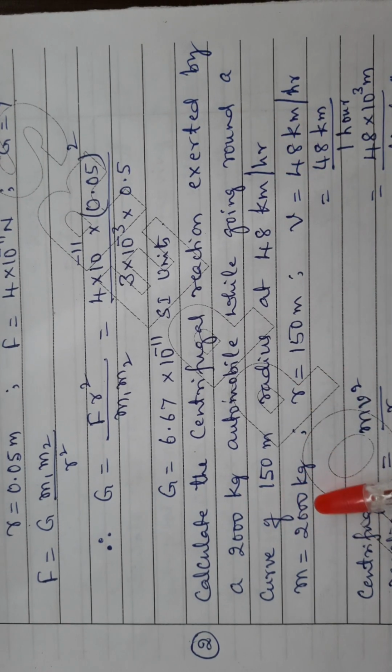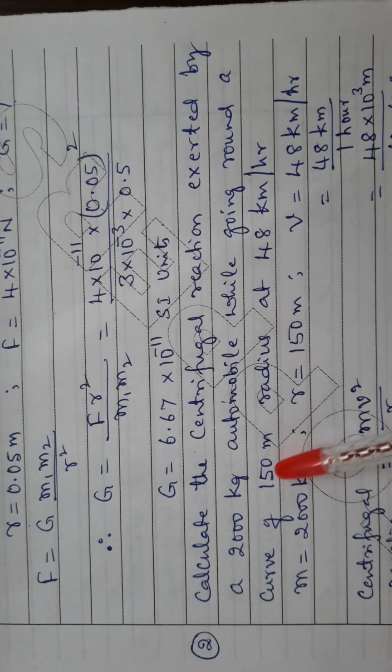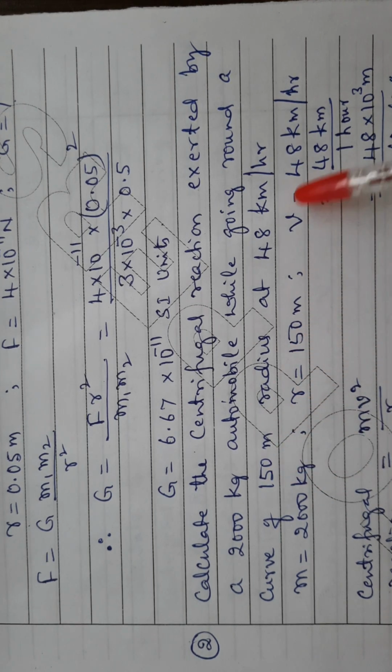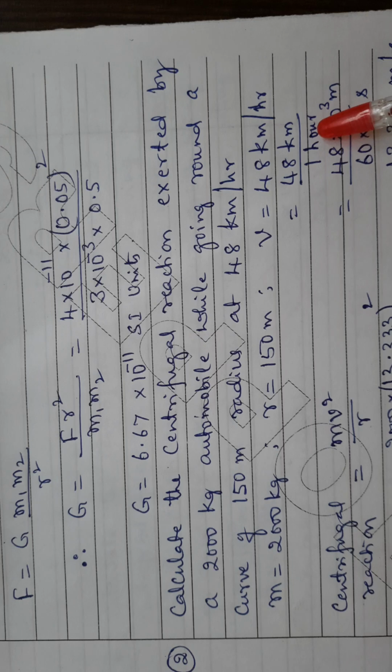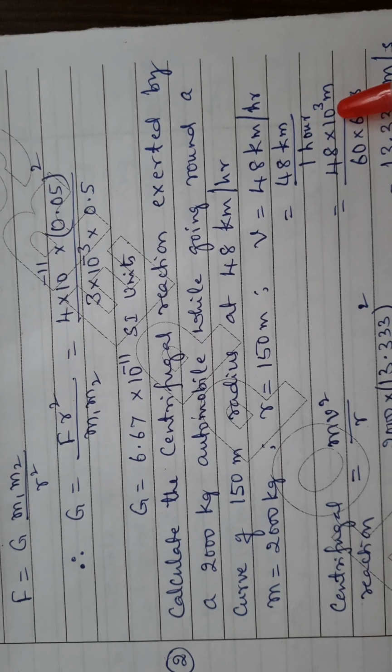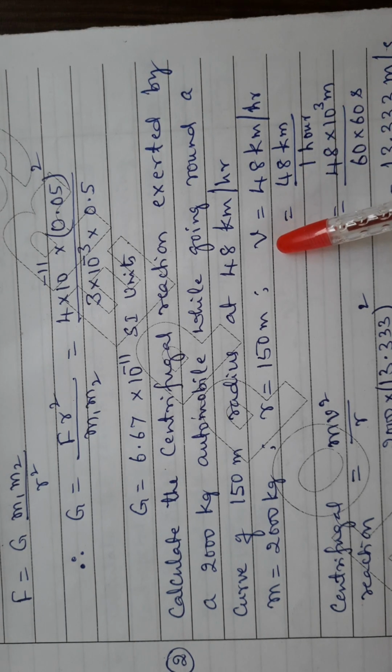Okay, mass is given 2000 kg, radius is given 150 meters, curve of radius, velocity is given 48 kilometer per hour, 48 kilometer divided by 1 hour. 1 kilometer is equal to 1000 meters, means 10^3 meter. 1 hour is equal to 60 minutes. 1 minute is equal to 60 seconds. Therefore, 1 hour is equal to 3600 seconds. So divide this, you are going to get this amount of meter per second for the velocity.